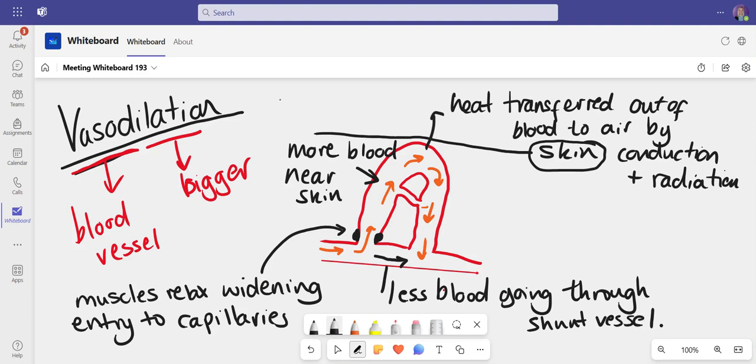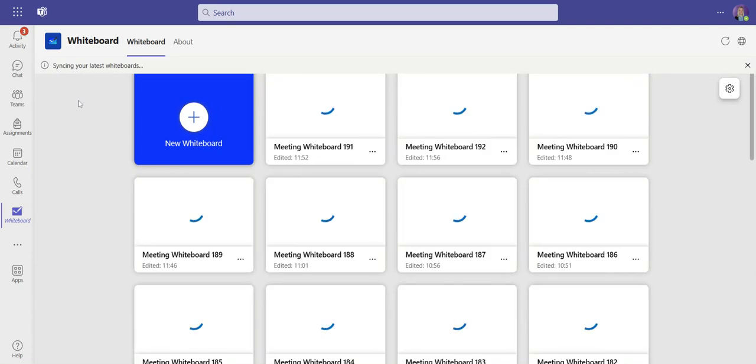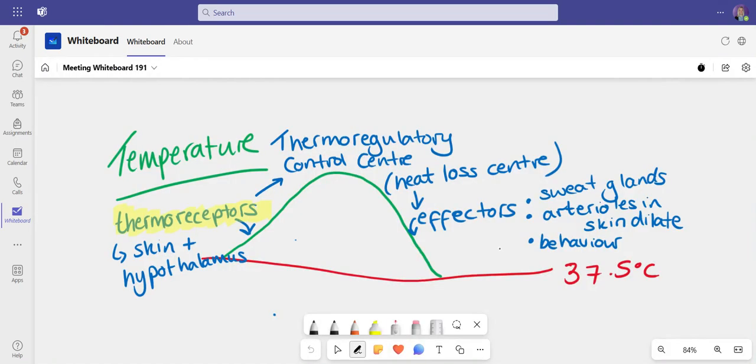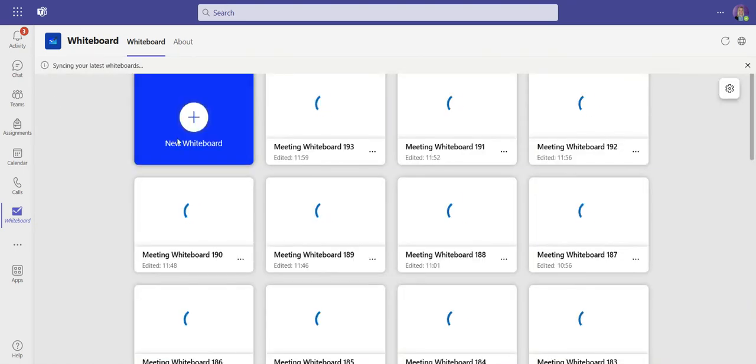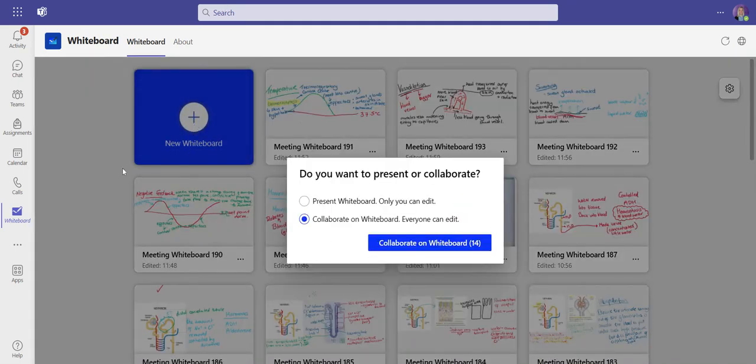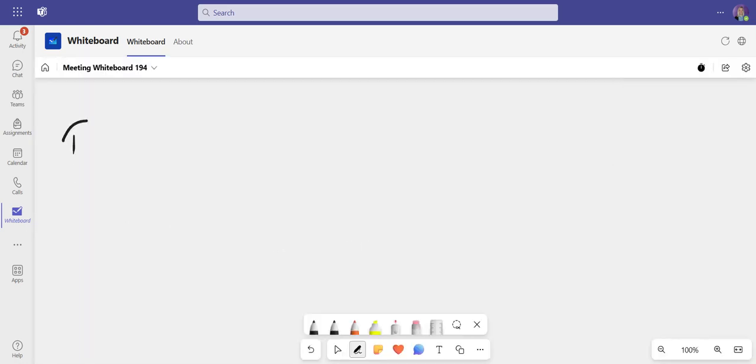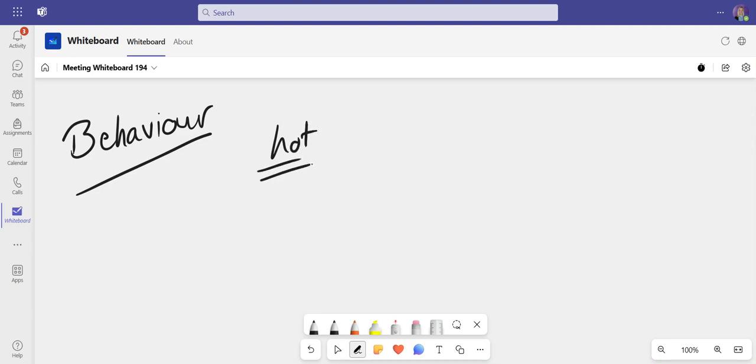Okay. The third thing we talked about was behavioural changes. So the third one we said was changes in behaviour to cool us down. So there's not too much to think about for this one. It's quite common sense, really. No fancy processes to learn. But when it's really hot, what behavioural changes do we make to cool ourselves down?